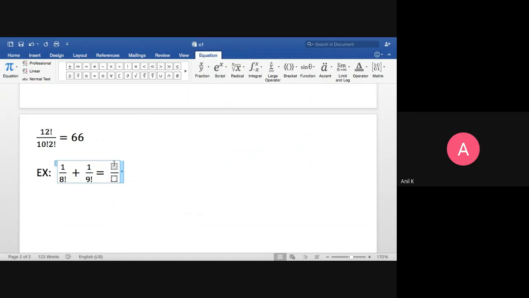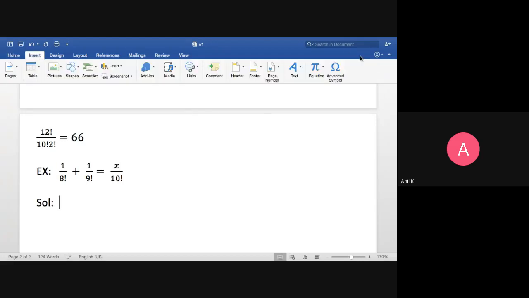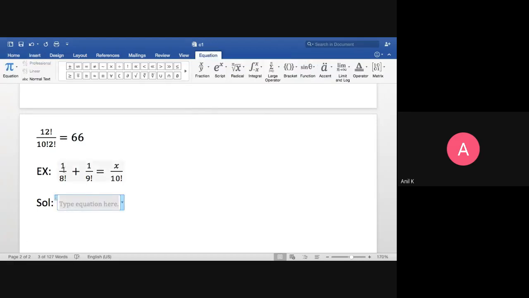What will be the value of x so that LHS and RHS are going to be the same? It is very easy. We just have to manipulate the things. Here, let me copy everything once again.